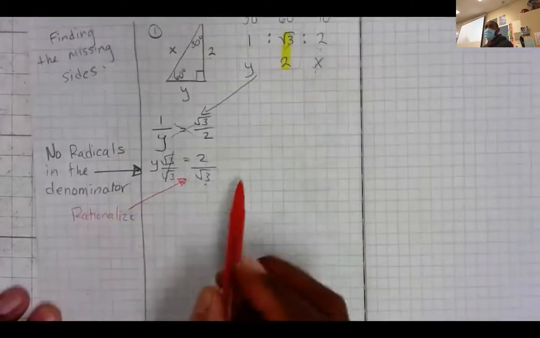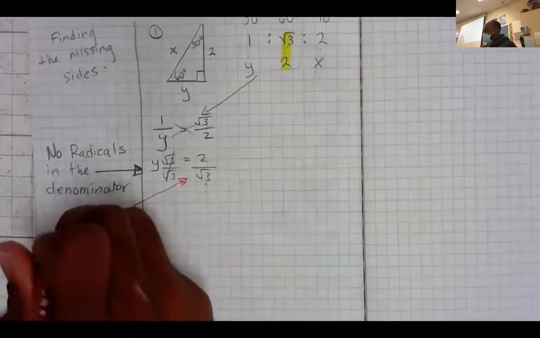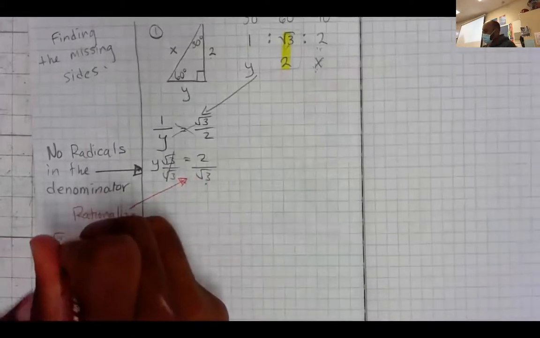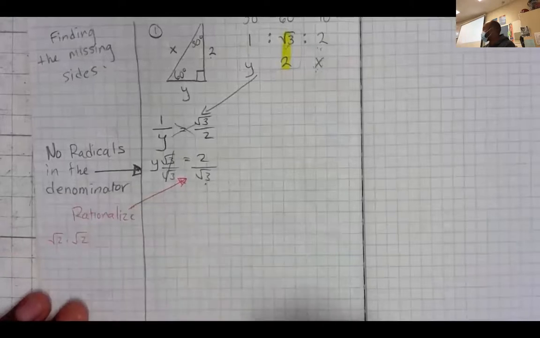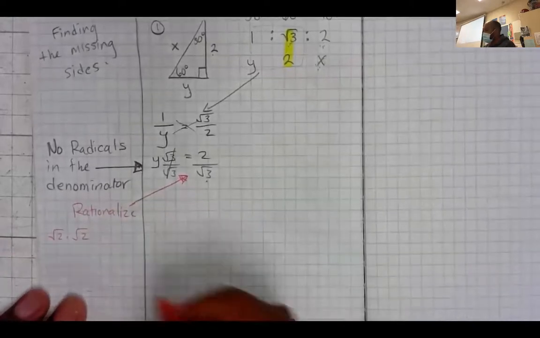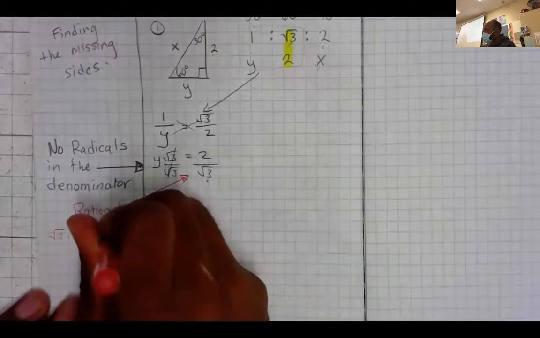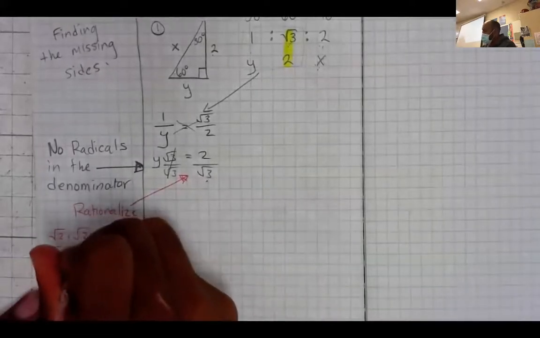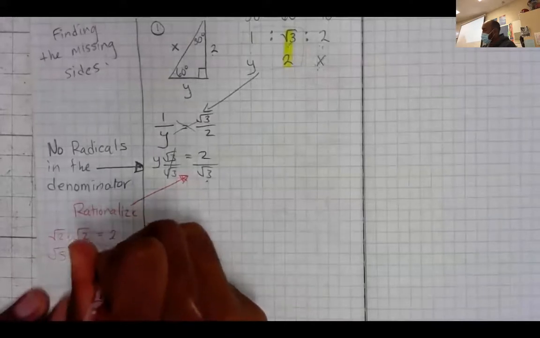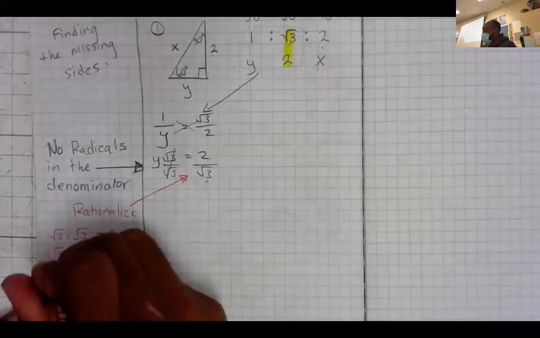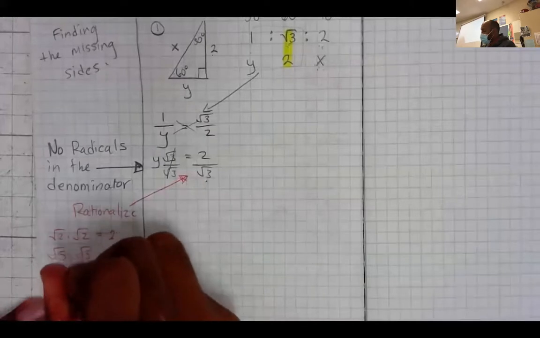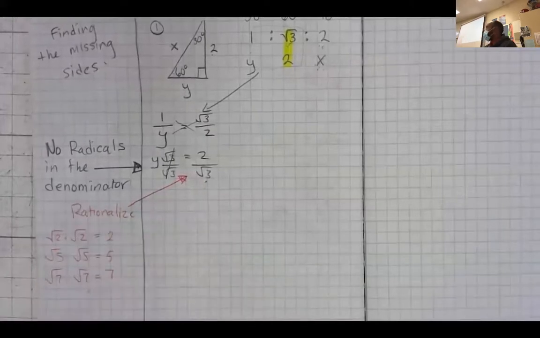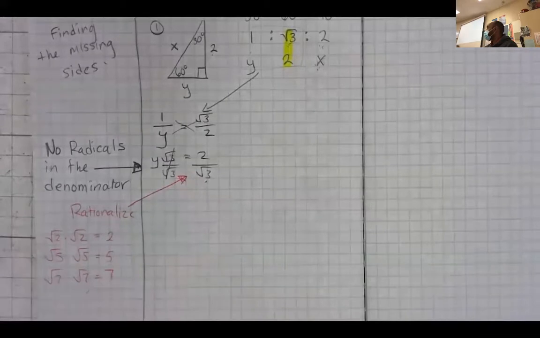So to show you how to get rid of that, I'm just going to give you some examples. If I do the square root of 2 times the square root of 2, that's going to be equal to 2. Or if I do the square root of 5 times the square root of 5, that equals 5. If I do the square root of 7 times the square root of 7, that equals 7. And so on. So basically, if you multiply two square roots and they're the same number, it's just equal to that number itself. Okay.